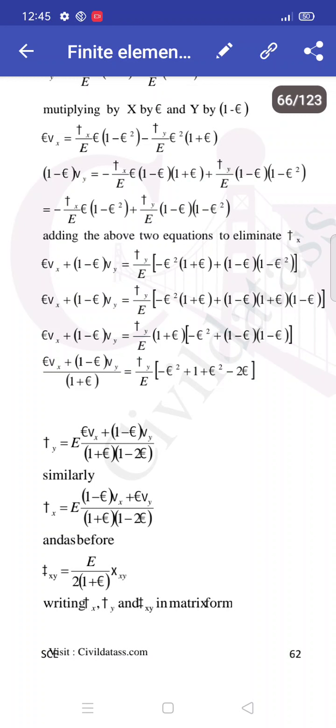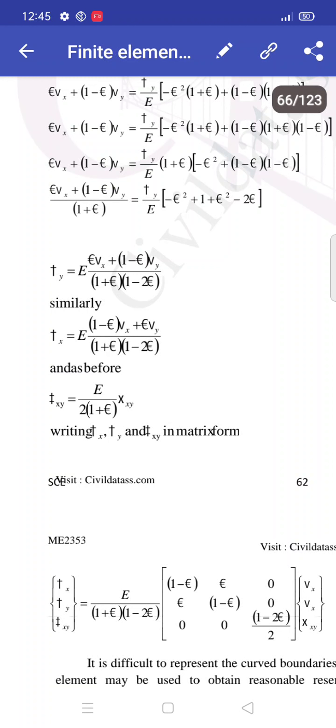εx plus (1 minus ν) into εy divided by (1 plus ν) is equal to σy by E from the bracket minus ν square plus 1 plus ν square minus 2ν. So σy is equal to E [ν εx plus (1 minus ν) into εy] by (1 plus ν)(1 minus 2ν). Similarly, σx is equal to E into [(1 minus ν) into εx plus ν into εy] by (1 plus ν)(1 minus 2ν). So τxy is equal to E into γxy by 2 into (1 plus ν).